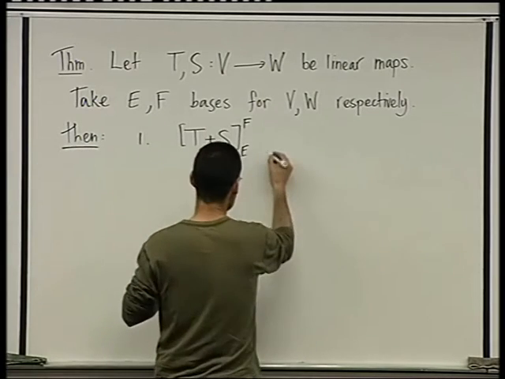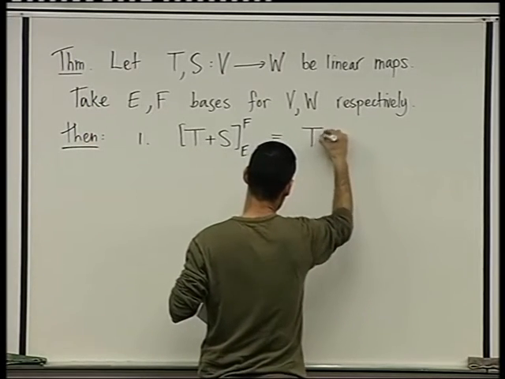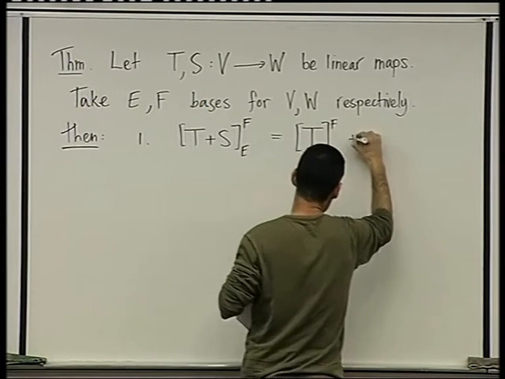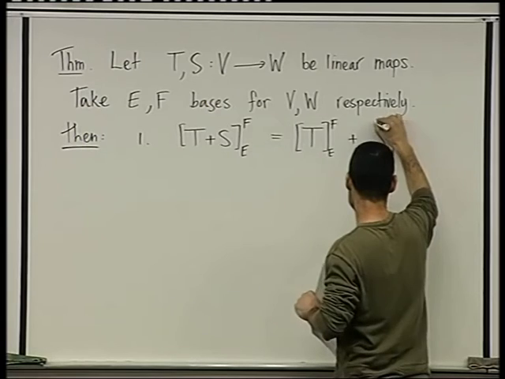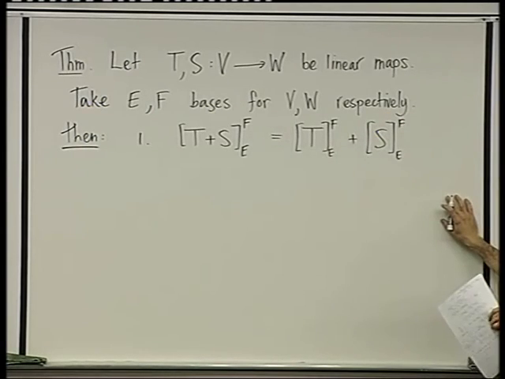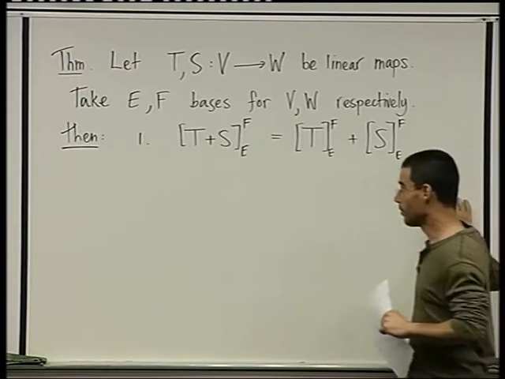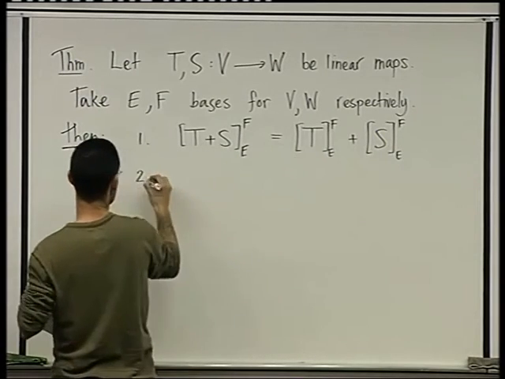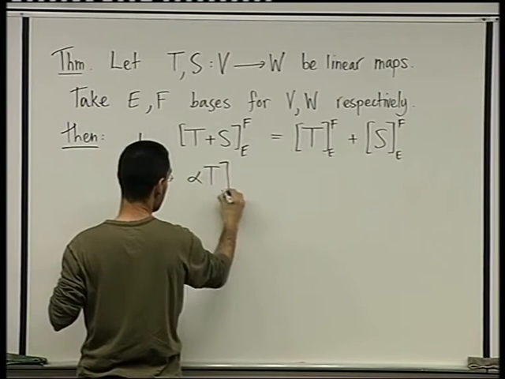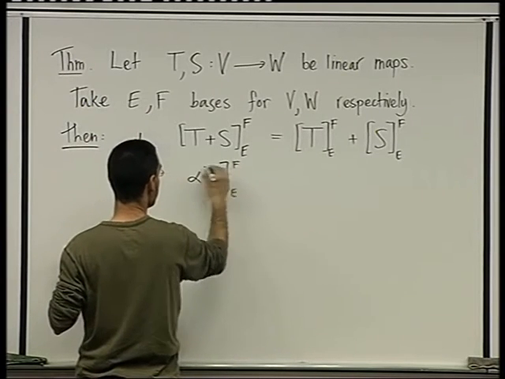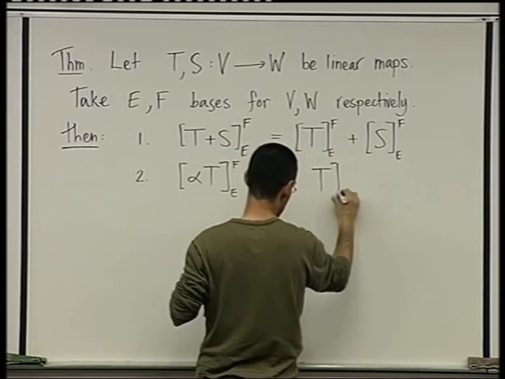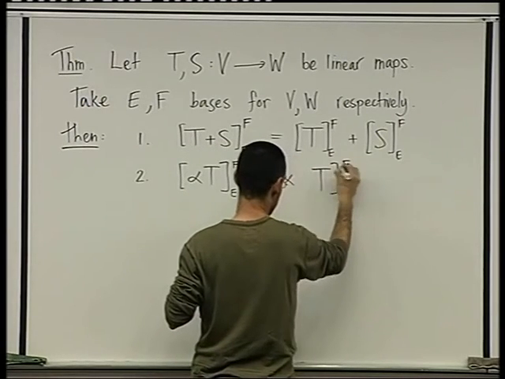So the statement is that this equals the matrix representation of T plus the matrix representation of S. And 2, if you take alpha T and take its matrix representation, that equals alpha times the matrix representation of T itself.